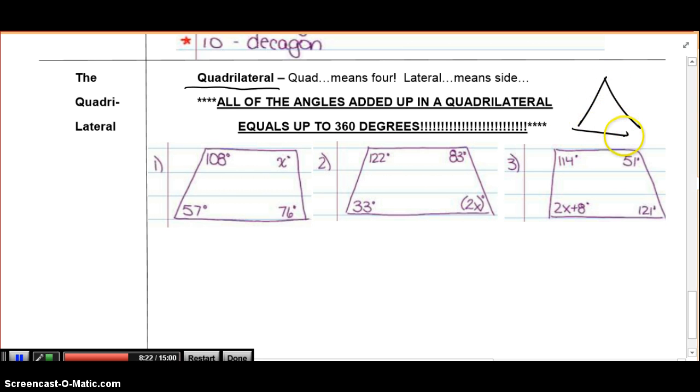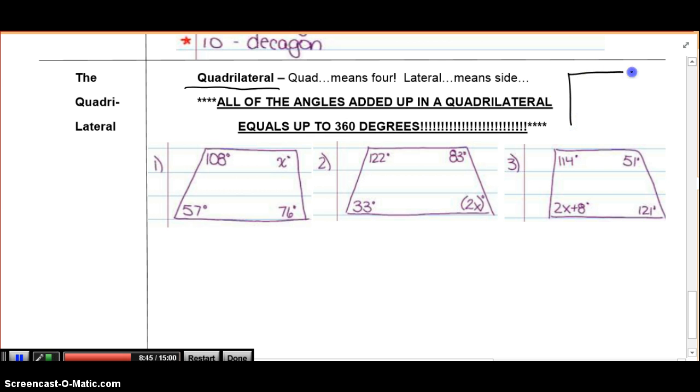If I was to add up this angle and that angle right there in that crummy looking triangle, they would add up to 180 degrees. Well, I'm here to tell you something, ladies and gentlemen: a quadrilateral, if you were to add up all of the angles, adds up to 360 degrees. Why might that be, maybe you ask?